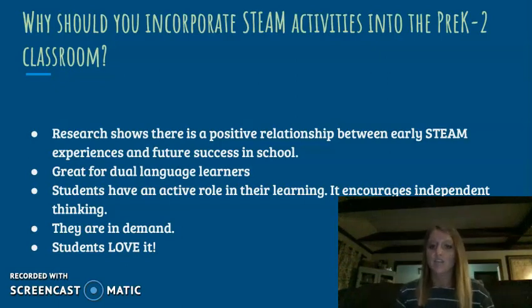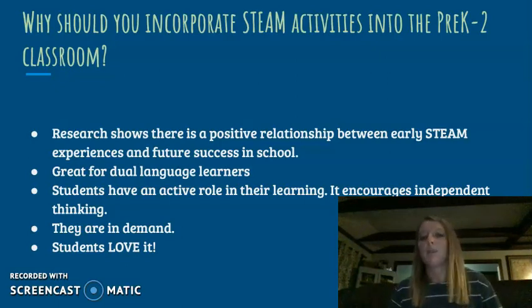Students have an active role in their learning with these STEAM activities. It encourages their independent thinking, as well as their working with a group because they're having to think on their own to solve these problems, but they're able to communicate with a group in some ways to come up with the best answer out of the group.